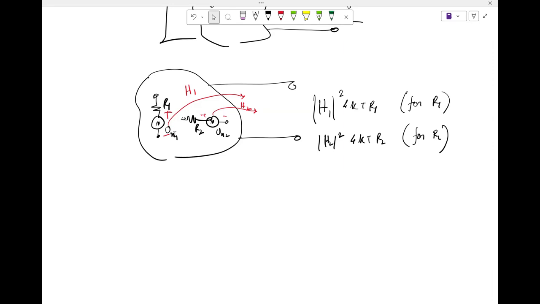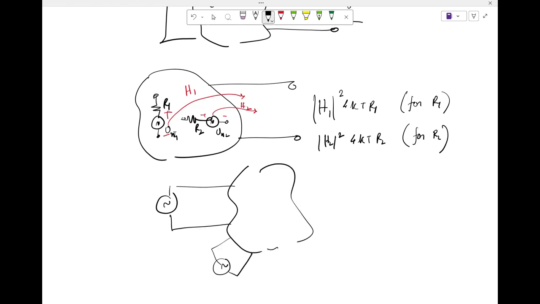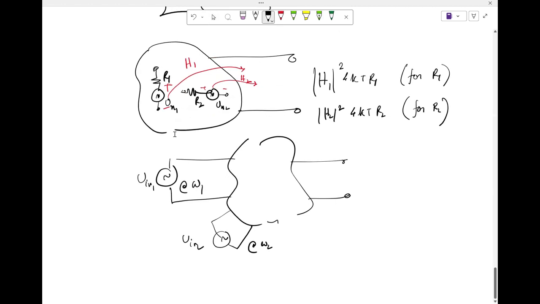So let's say you have a network which has two voltage sources of different frequencies. Let's say this is Vin1 and this is Vin2, operating at omega 1 and omega 2, where omega 1 is not equal to omega 2. Okay. And I want to find out the power at the output. Okay.